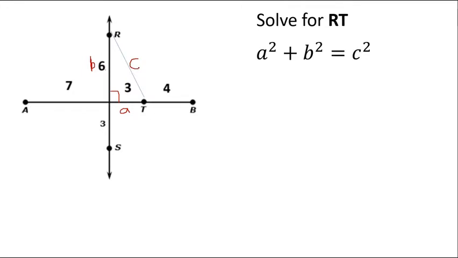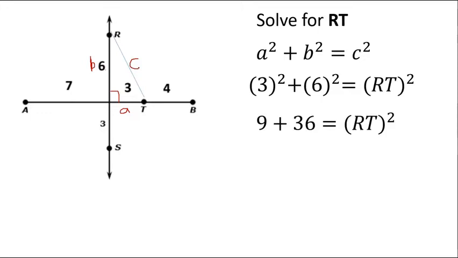Okay, so using the Pythagorean theorem again, we put in our values here. We said A was 3, so we put 3 squared. B was 6, so 6 squared. And RT is the segment we're trying to solve for, so we leave it as RT squared. So now we have 9 plus 36 equals RT squared, or 45 equals RT squared.